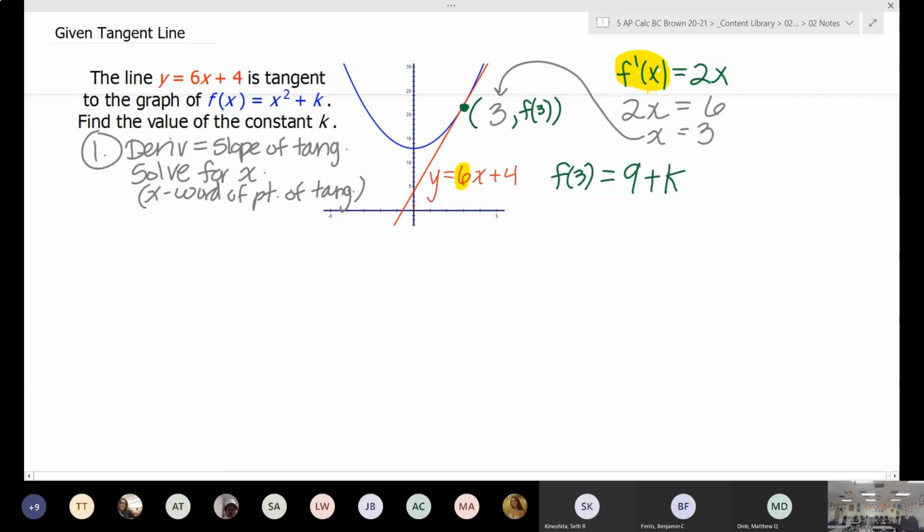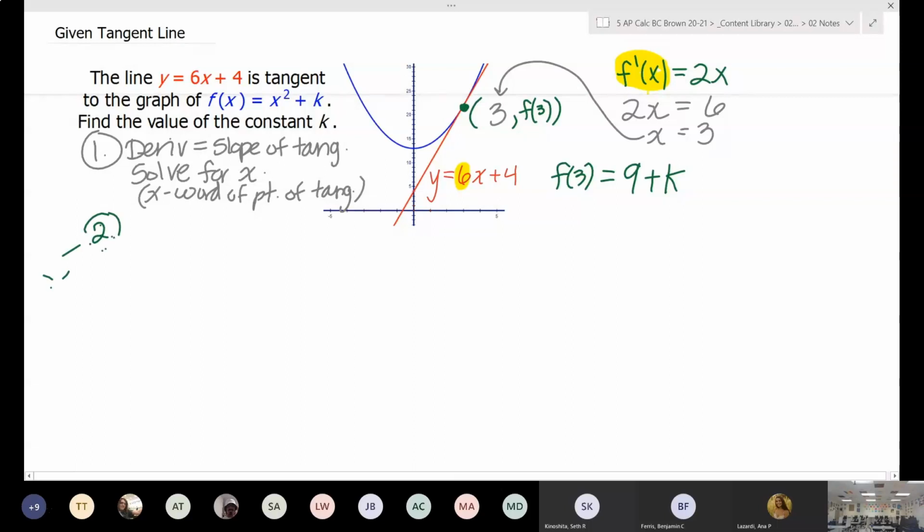K is a variable, so it'd be nice if we have an equation that we can solve. What will that 9 plus k be equal to also at 3? Any ideas? Isn't it also equal to the line y equals 6x plus 4 if you plug 3 in? You are exactly correct. So that point of tangency is important, and this is the big idea and where the second equation is coming from.